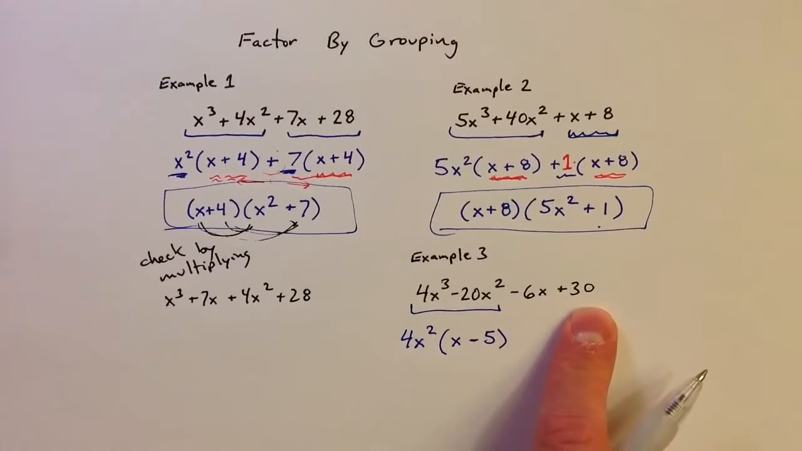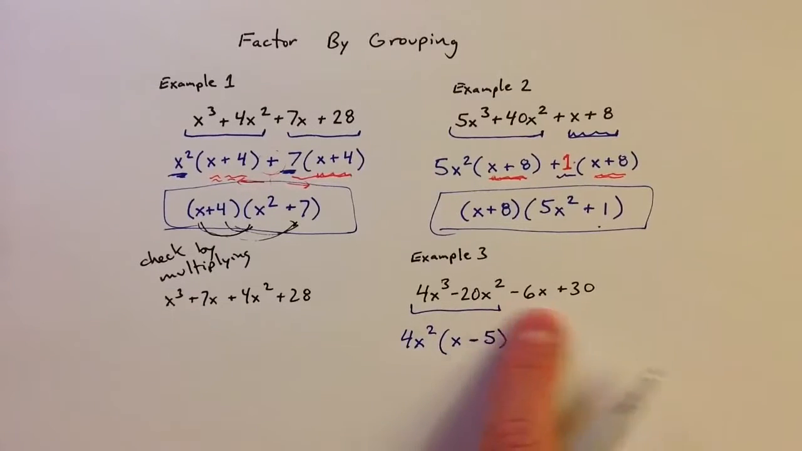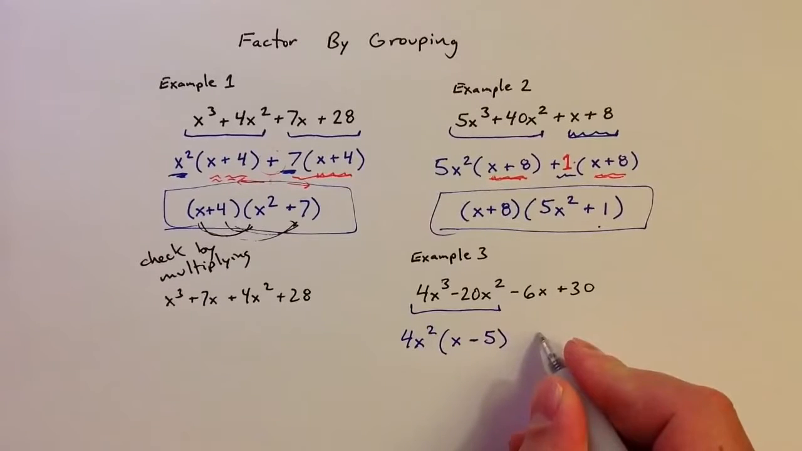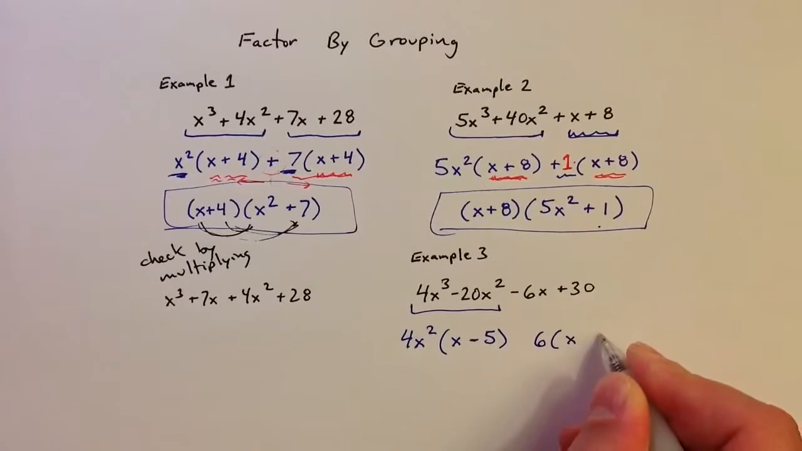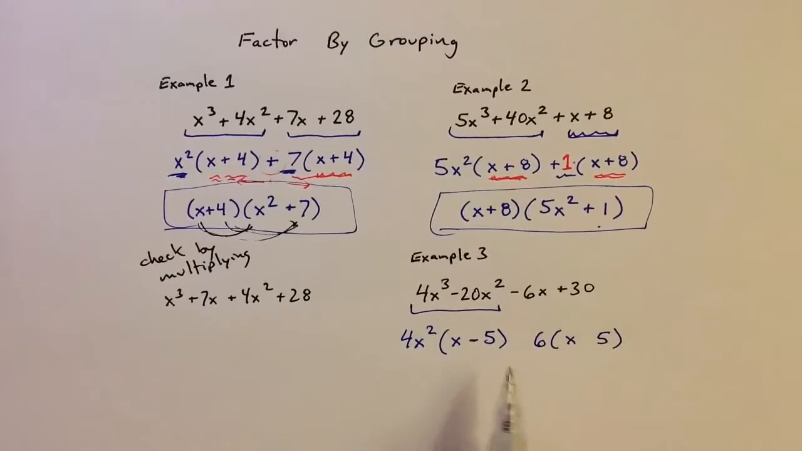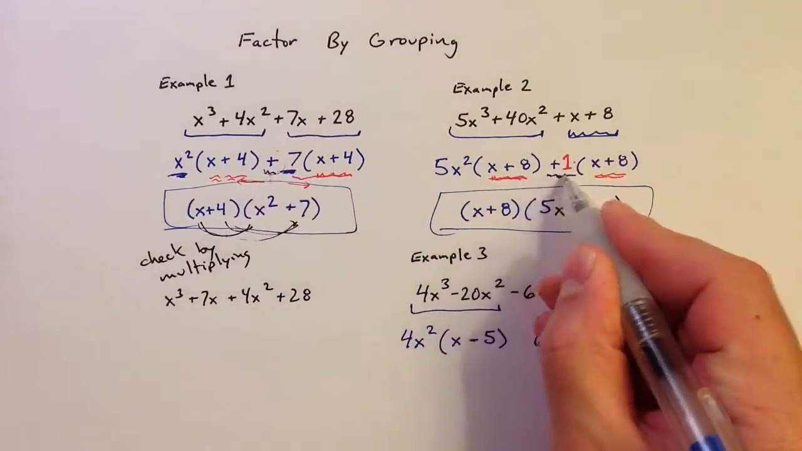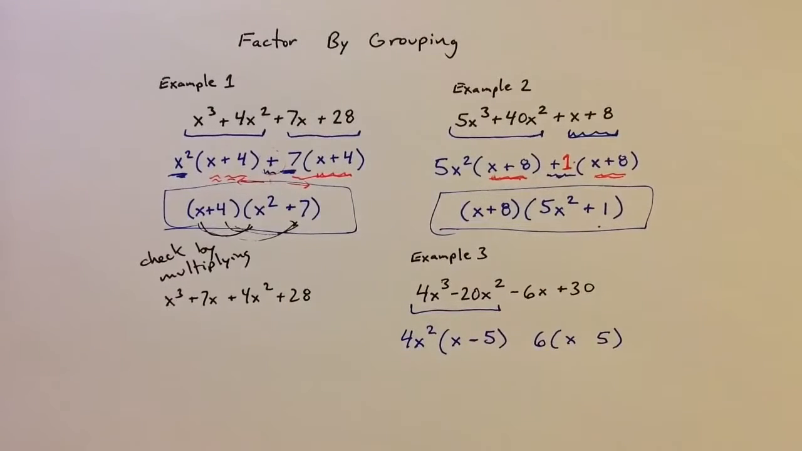6 is a factor of both of the last two terms, but now there's a little bit of an issue. So I can factor out a 6, and it's going to leave behind an x and a 5. But what we started with, we have a minus here. So in our other examples we had plus signs in between the first two terms and the second two terms. Now if I have a minus, I need to think about, do I want to put a minus sign in front of the 6 or a plus sign?